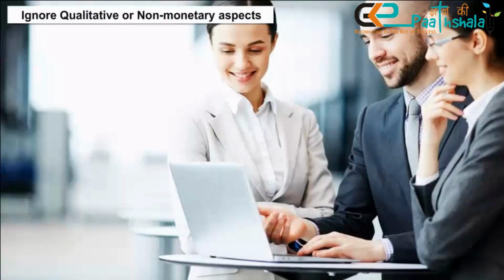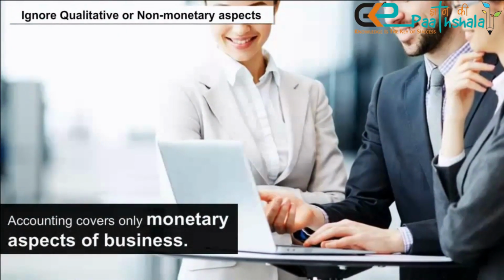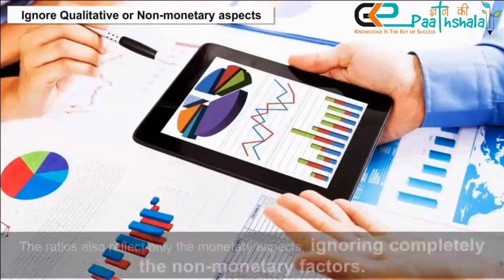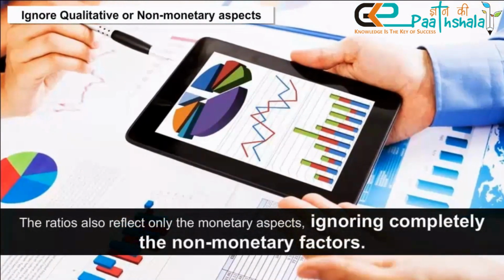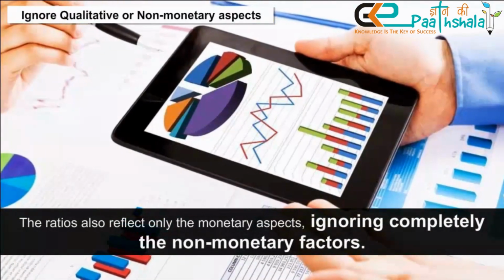Ignore qualitative or non-monetary aspects. Accounting covers only monetary aspects of business. Hence, the ratios also reflect only the monetary aspects, ignoring completely the non-monetary factors.